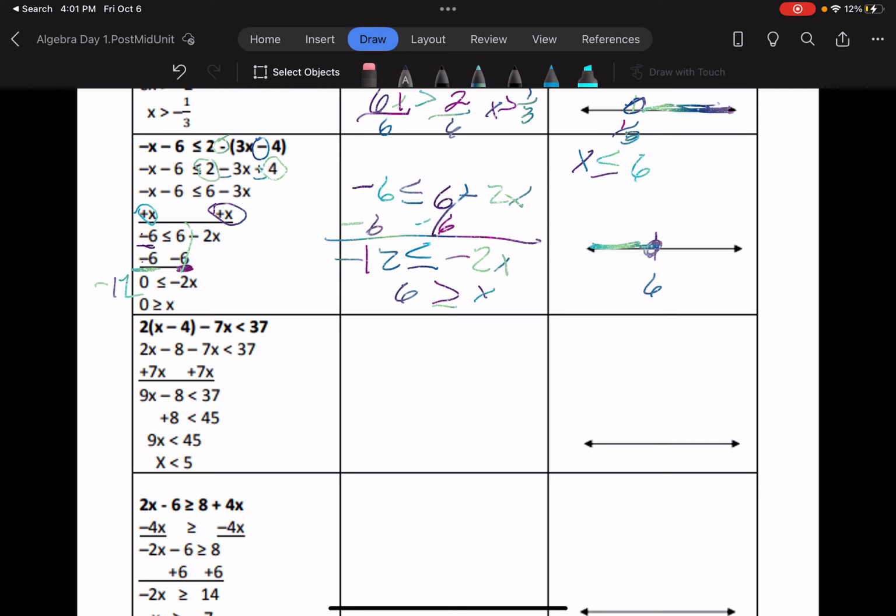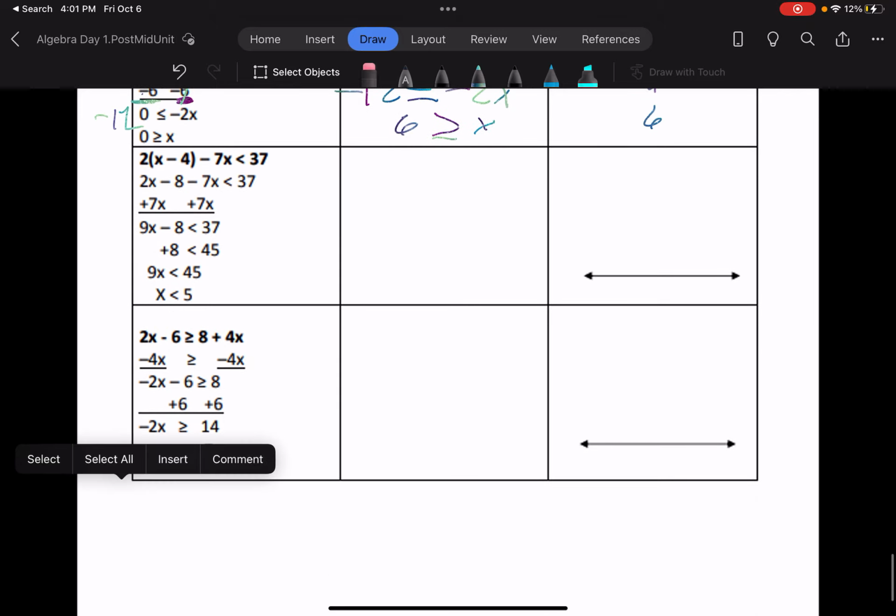All right, let's look down below at the next two. In this one here, they multiplied, and they went ahead and they distributed. So that looks good so far. And then they added 7x to both sides. But if you notice, they really only added 7x on this one side here. And so they didn't add it to the right side here. So let's start from there.